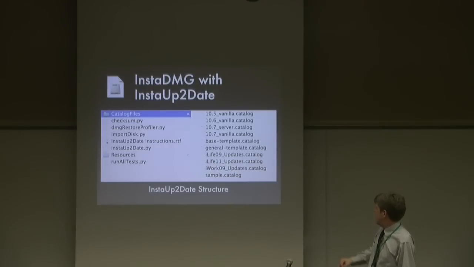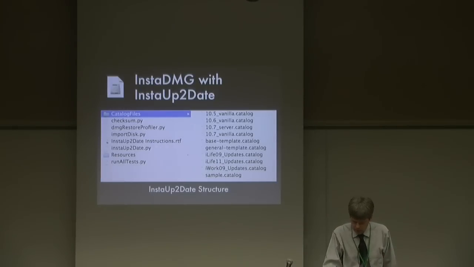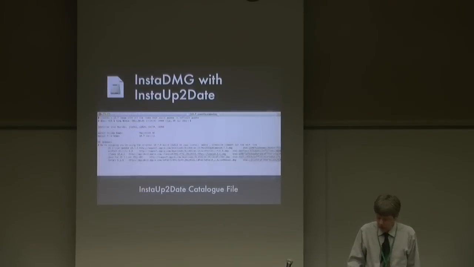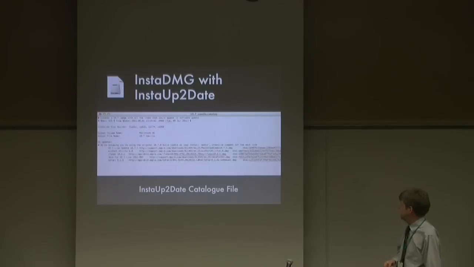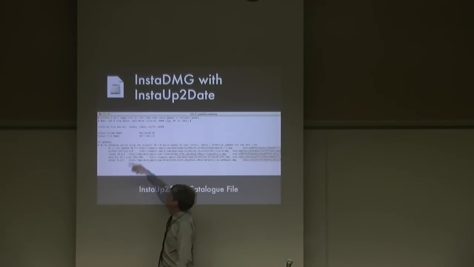You'll also notice there are some catalogs for iLife '09, '11, those types of things. Those can come in very handy. Here is what the catalog files look like. All you do is control it by, for example, it says here's the 10.7 vanilla catalog.